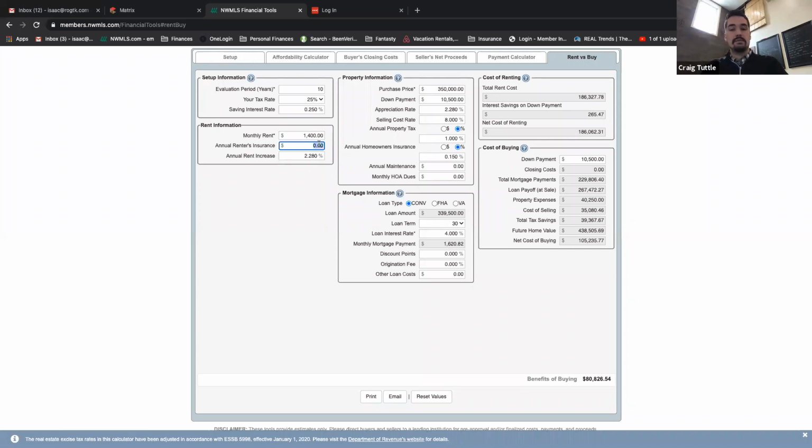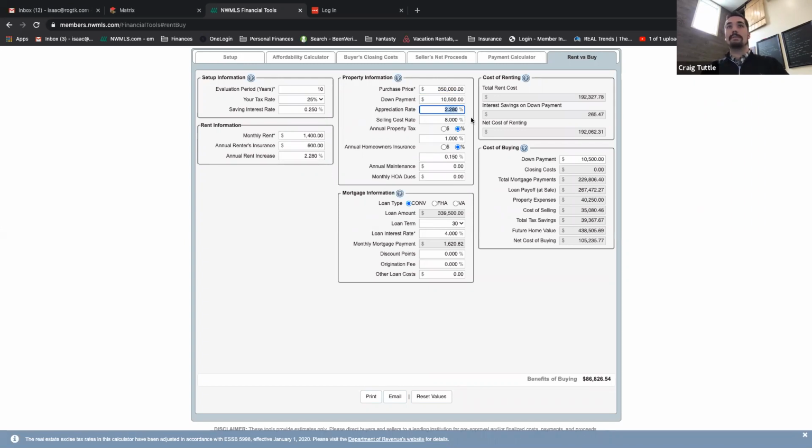Renter's insurance is probably $50 a month times 12 equals 600. Yes, 600. I answered my own question. Okay. The rent increase is just an estimate. You can plus or minus it, but that's just saying rent's going to go up every single year on average by 2.28%.